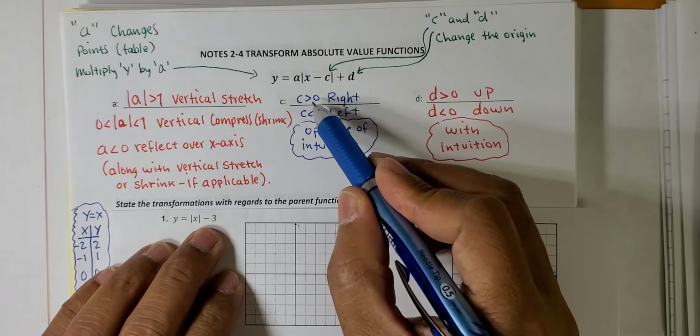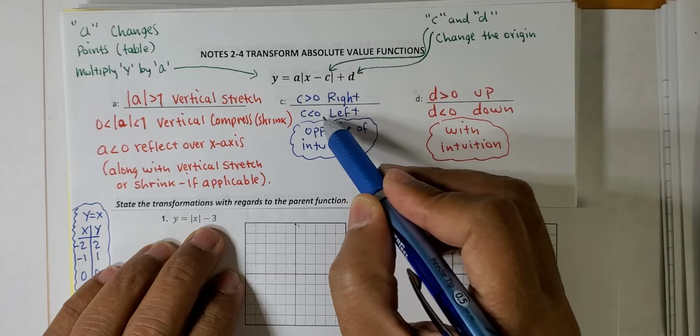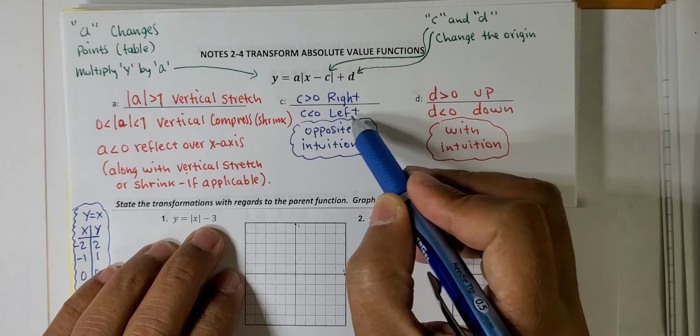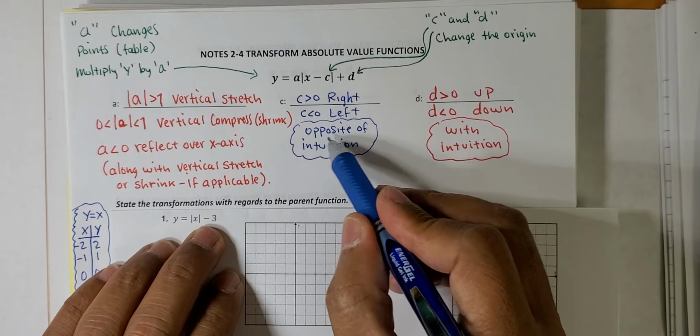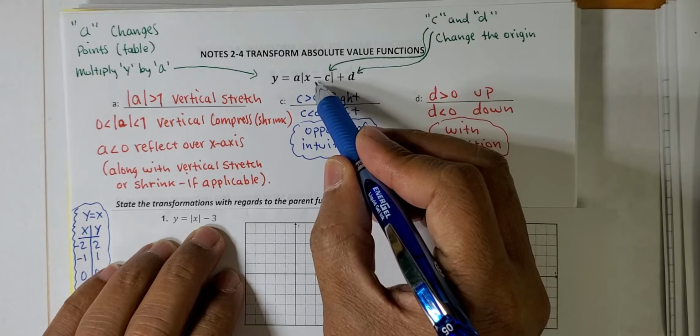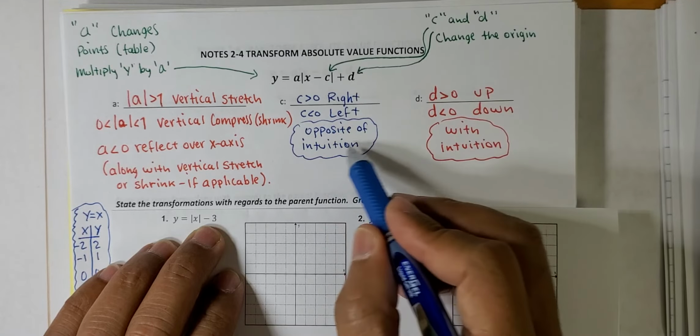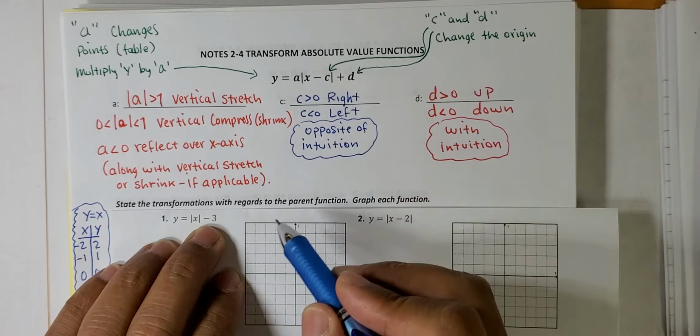So I'm just telling you here, C greater than 0 is going to shift the graph to the right. C less than 0 is going to shift the graph to the left, and this is opposite of intuition. So if you see minus, you might think, oh, it's going to go left, but no, it's going to go right. Okay, if you see plus, it's going to go left. So that's what I mean by saying the opposite of intuition.